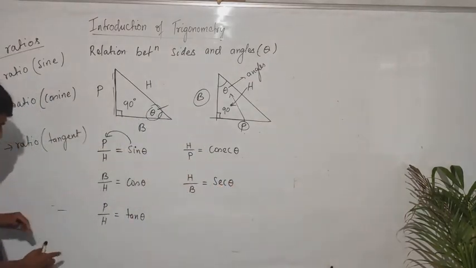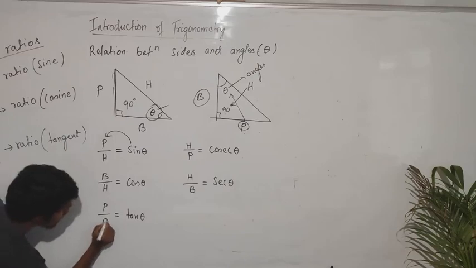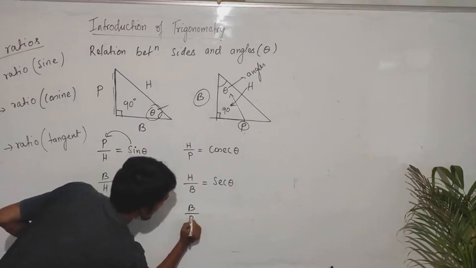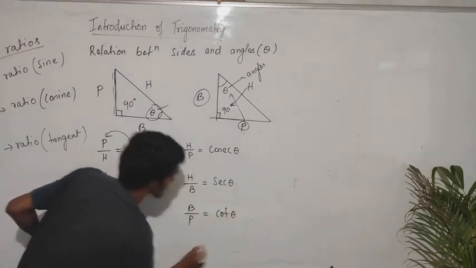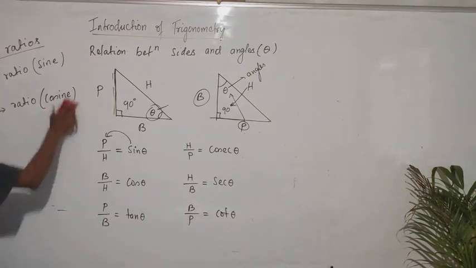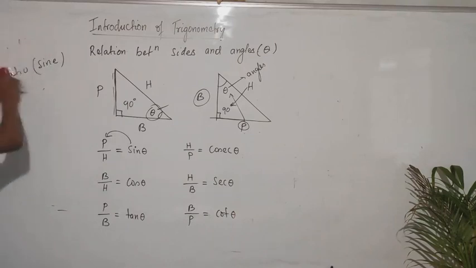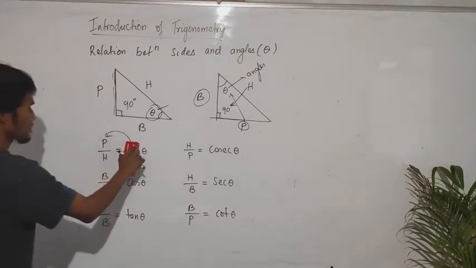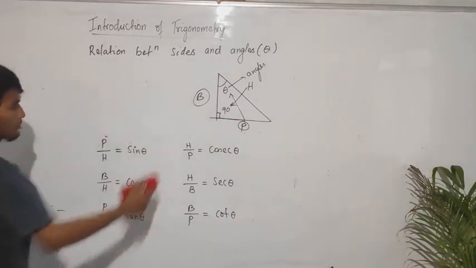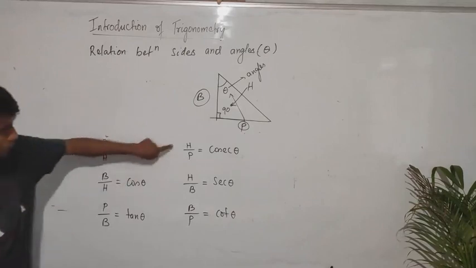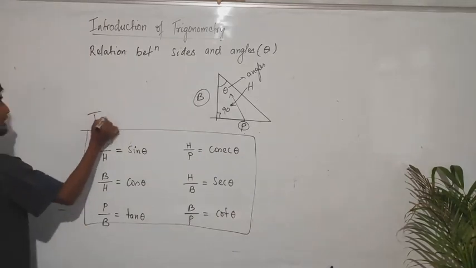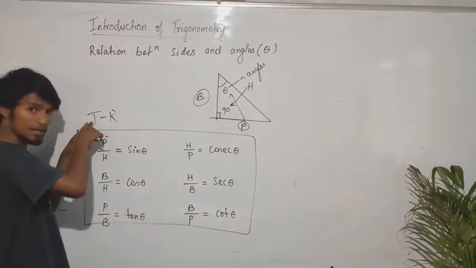The reciprocal of P by B, not P by H, P by B. Then the reciprocal of this, B by P, will be called cot theta. Now all of them are coming, 1, 2, 3, 4, 5, 6. Now this is called TR in short. TR means trigonometric ratio.